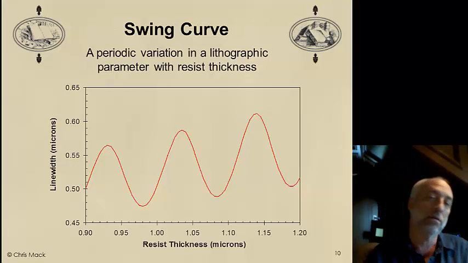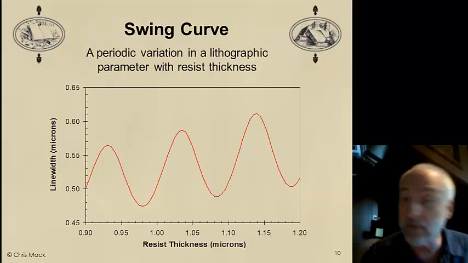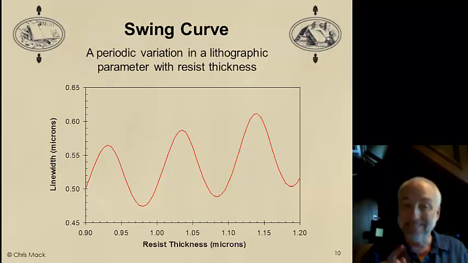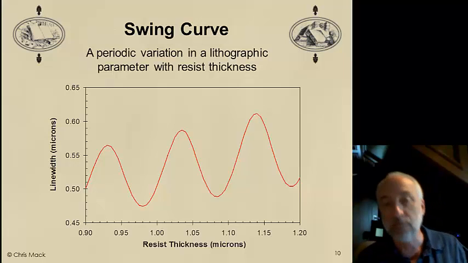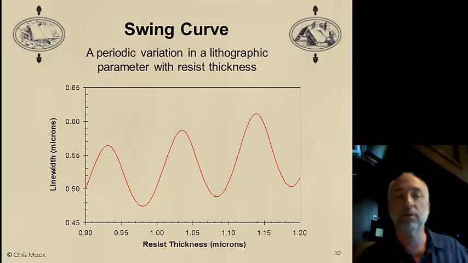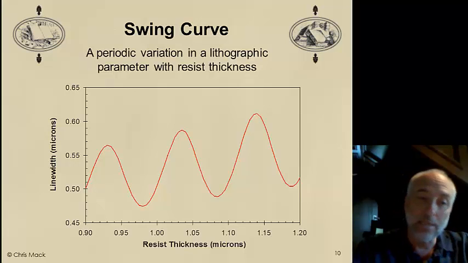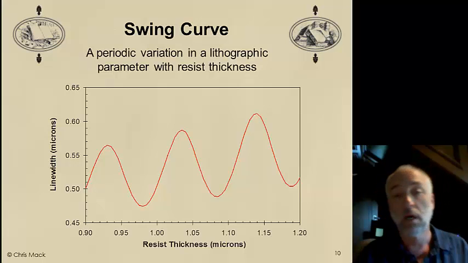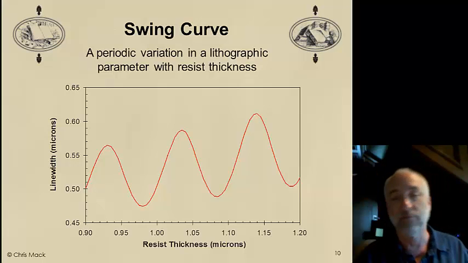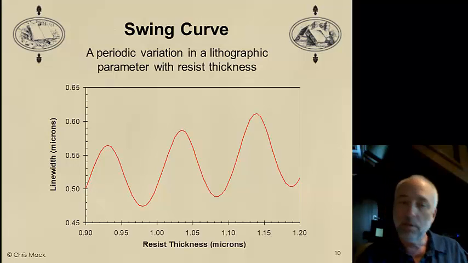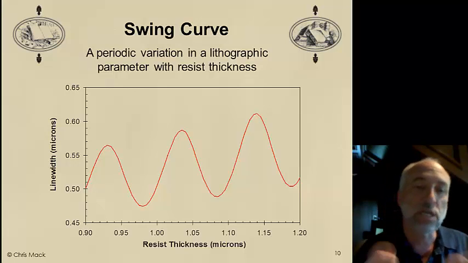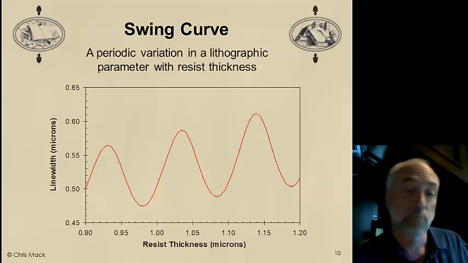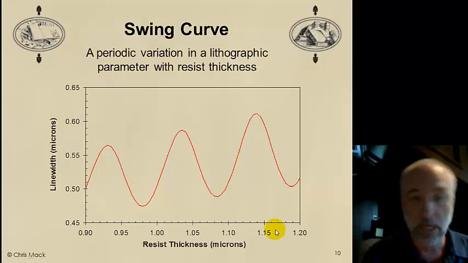Which makes you think, oh, this must be something related to that, some kind of an interference phenomenon. And in fact, that's what it is. It's a different interference than what goes on inside the resist. It's an interference of the incident light and light that's reflected out of the resist, off the top, and the light that comes out of the resist after it's traveled through the resist. This interference phenomenon changes the exposure dose that the photoresist sees periodically with resist thickness. The result is this line width variation.